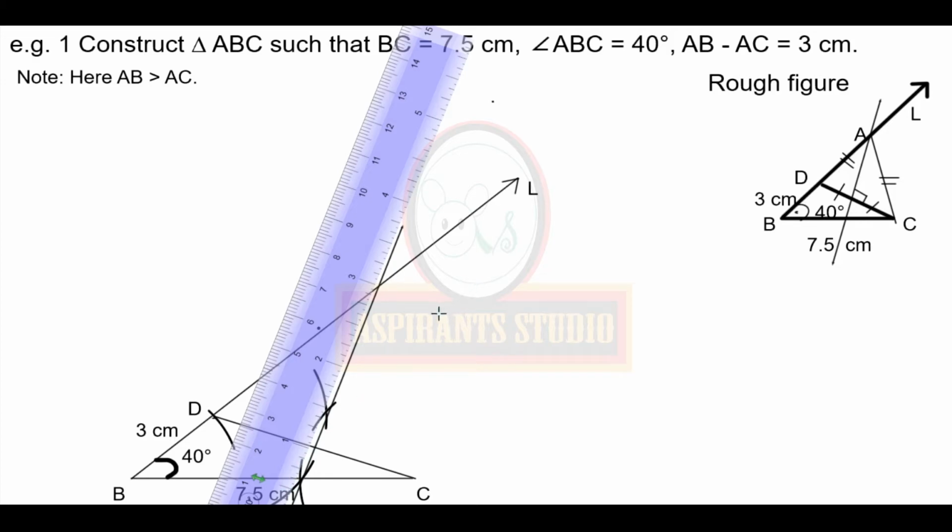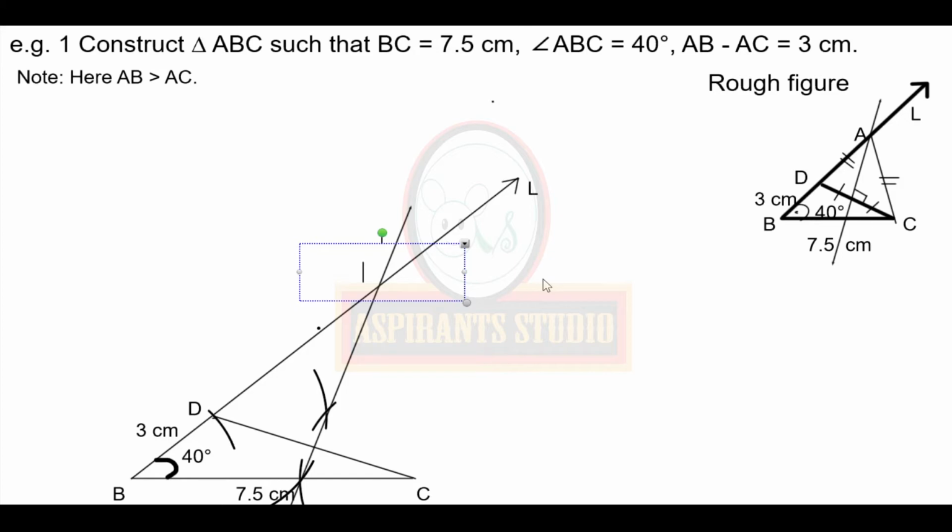Put arrowheads because it's a line, on both the ends. See, this perpendicular bisector is extended to ray BL. Now here you can see the point of intersection. Name the point of intersection of ray BL and the perpendicular bisector of segment DC as A. Now draw segment AC. Triangle ABC is the required triangle.